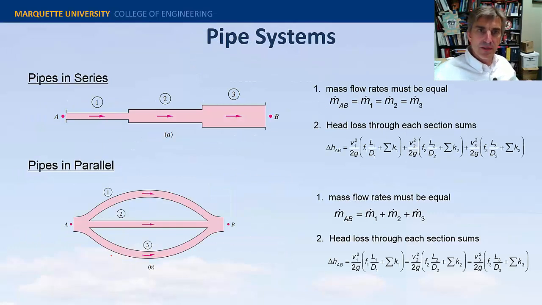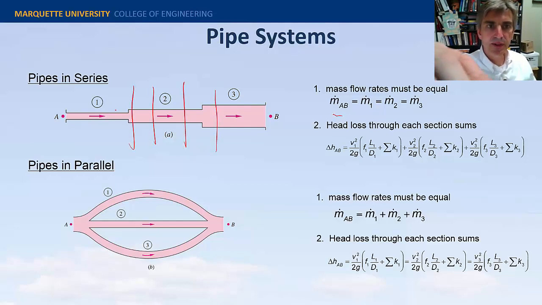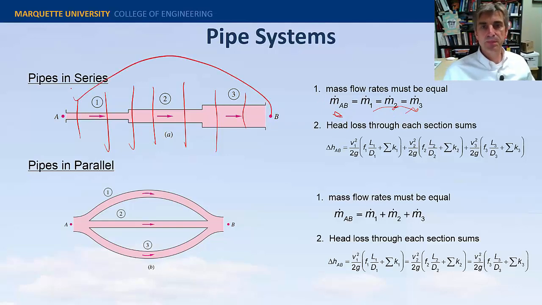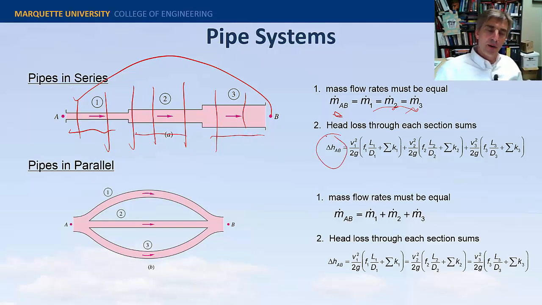Also, recall your pipe system definitions, pipes in series versus pipes in parallel. So if you have pipes in series, the mass flow rate in each section must be constant. So you would say the mass flow rate of 1 is equal to the mass flow rate of 2 is equal to the mass flow rate of 3, which would be equal to the whole mass flow rate from A to B. The head loss through each section adds. So you would add the frictional loss here, and here, and there, and that would be the total head loss from A to B, including the major and the minor losses.